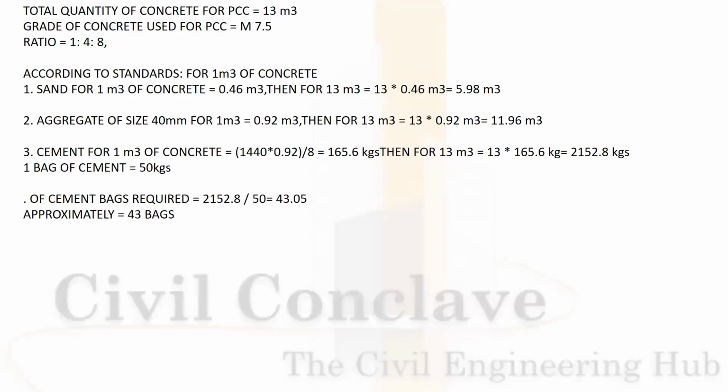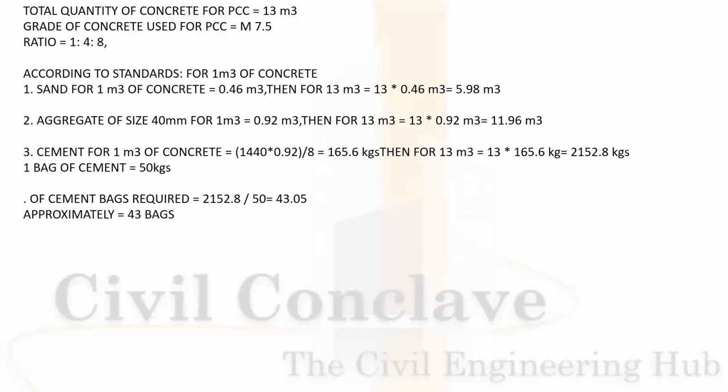Total quantity of the concreting for a PCC is 13 cubic meter. Grade of concreting is M75. Ratio is 1:4:8. So sand for 1 cubic meter is required of 0.46 m cube. That is, for 13 m cube total concreting, total sand required, 13 into 0.46, will be 5.98 cubic meter.